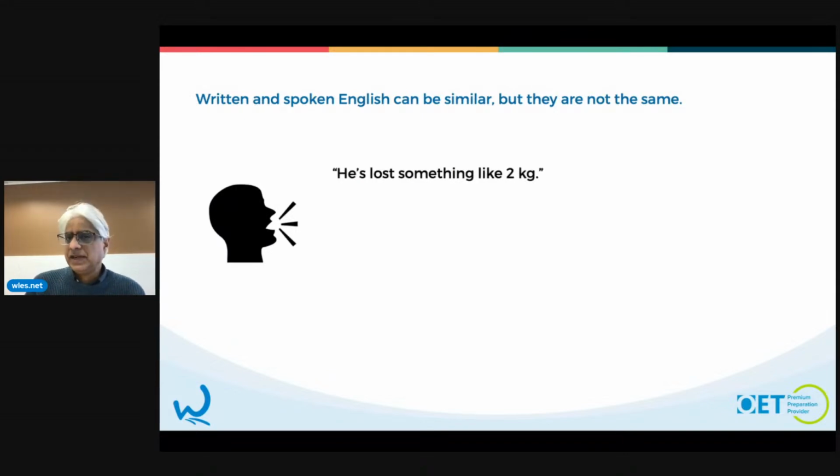You might say something like this if you're speaking to your colleague: he's lost something like 2 kilograms. However, that's a little bit too informal. For a start, when you're writing, you can't use contractions. You can't say he's, you need to say he is. But this is a bit too informal. Something like "something like" is too casual. It doesn't fit in with the style.